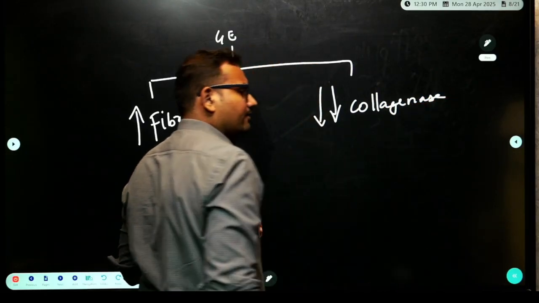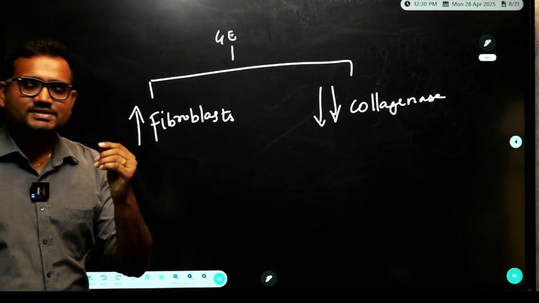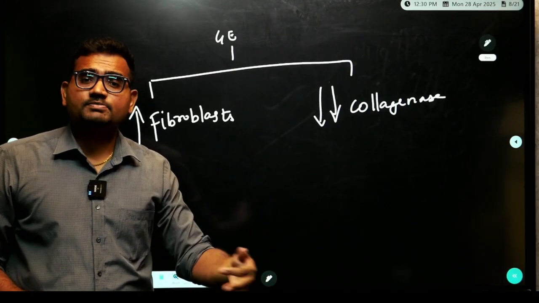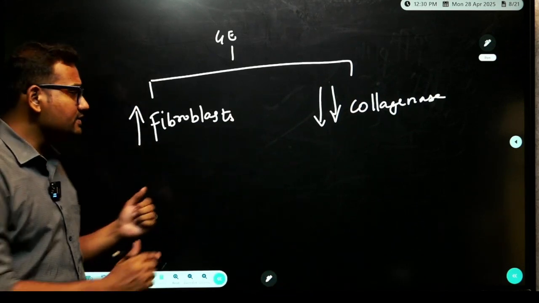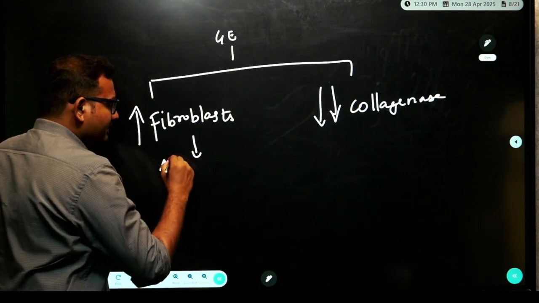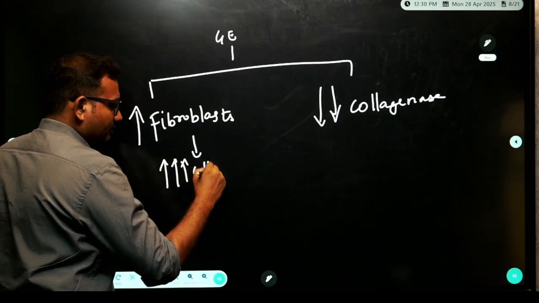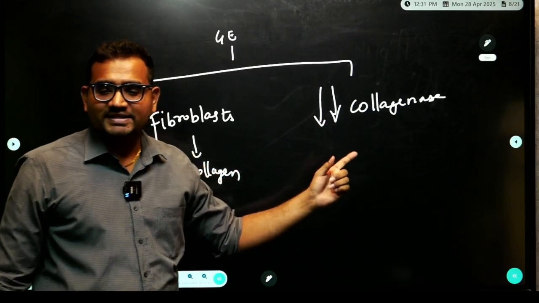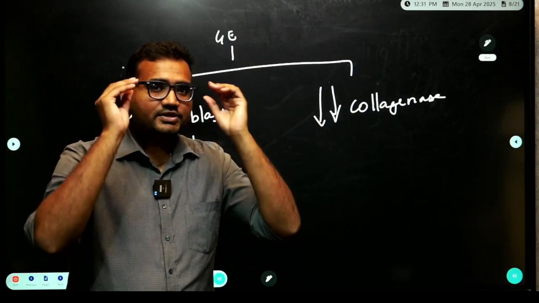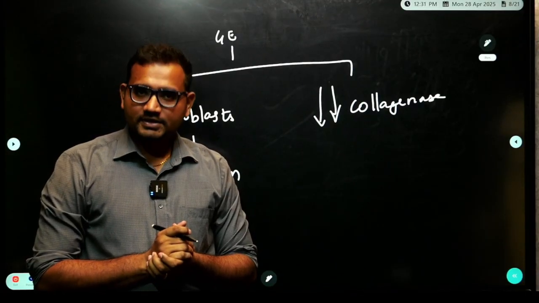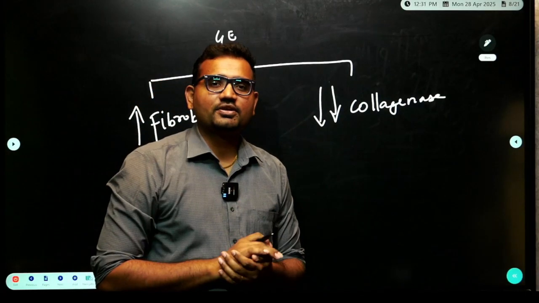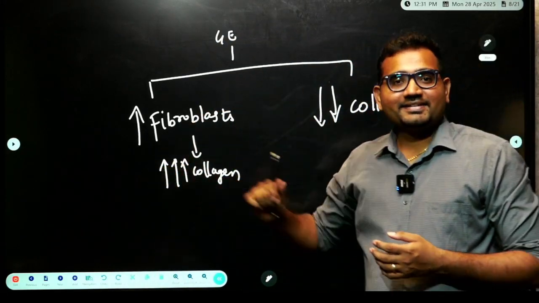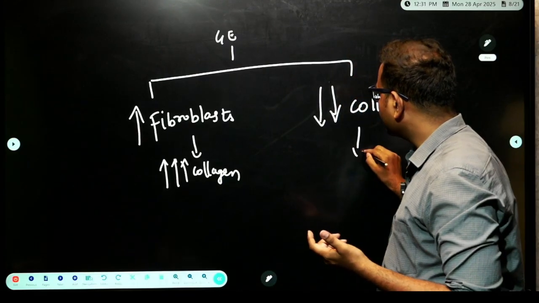It is self-explanatory. What is fibroblast? Fibroblast is a cell that secretes collagen. Of course, fibroblast has a dual function; it also destroys collagen by phagocytic action. But in this case, it is going to produce collagen, so there is going to be increased collagen production and decreased collagenase. What is collagenase? Collagenase is an enzyme that destroys collagen, isn't it? So when collagen is not destroyed and is only secreted, what will happen? There is going to be an increased amount of collagen.